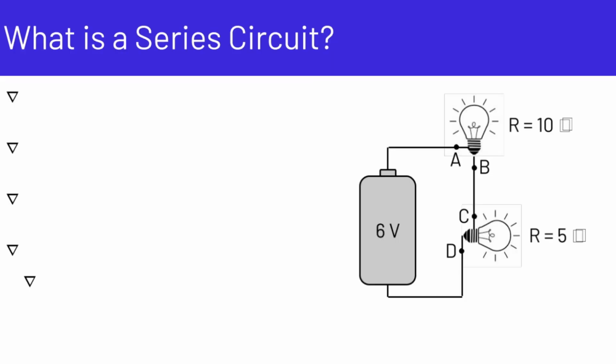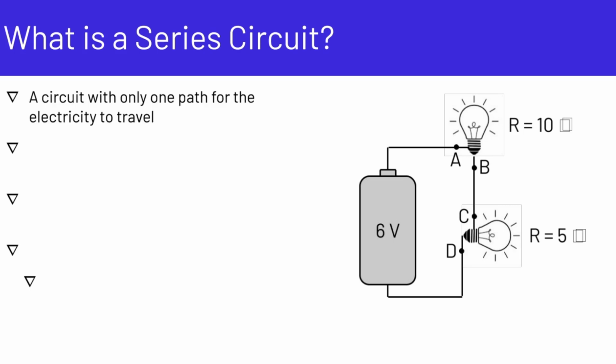So what is a series circuit? How do we define one? A series circuit is a circuit with only one path for the electricity to travel. So in a series circuit, there's only one way for the electricity to go.